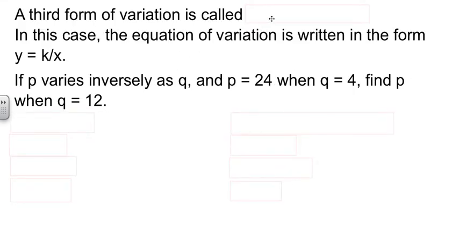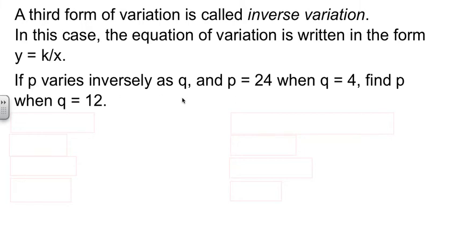Our third kind of variation is called inverse variation. Sometimes you'll hear indirect variation, but most of the time the term used is inverse. In this case, what you're going to be writing is y equals k over x. Think about it this way. Inverse variation means they go opposite directions. If x gets bigger, y gets smaller at the same rate. If x got smaller, that means y will get bigger.